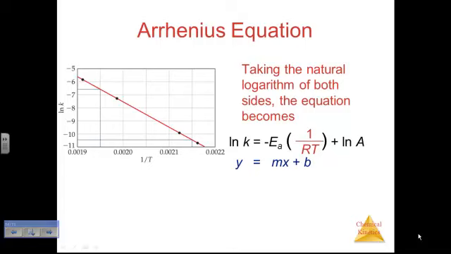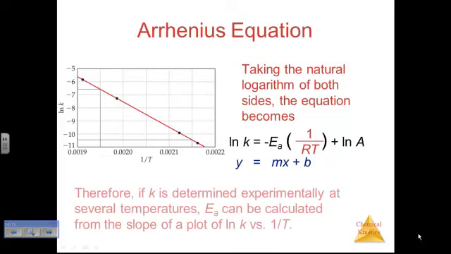If I just want to integrate that to create a straight line, we start by taking the natural log of both sides of our equation. If we take the natural log of both sides, we find ln k is equal to Ea (1 over RT) plus the natural log of A, the frequency factor. Notice it's a straight line. y equals mx plus b.